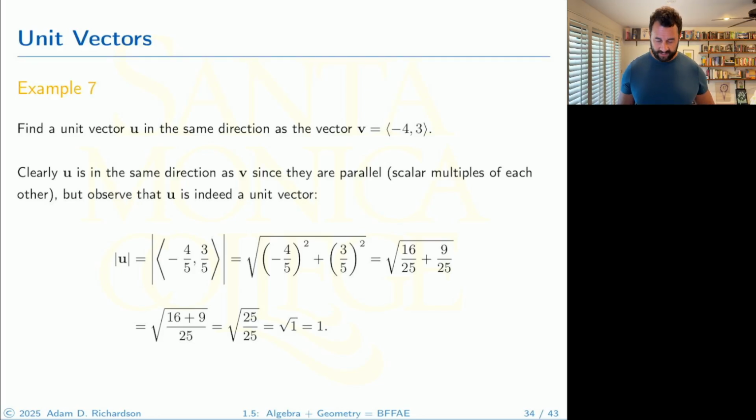So here we go. We'll check it. What's the length of u? Take the length of this vector. Same process. We're going to square the components and add them together. We get 16 over 25 plus 9 over 25. Merge the two fractions like so. 25 over 25 is 1. Square root of 1 is 1, and we're good. So that is actually a unit vector.